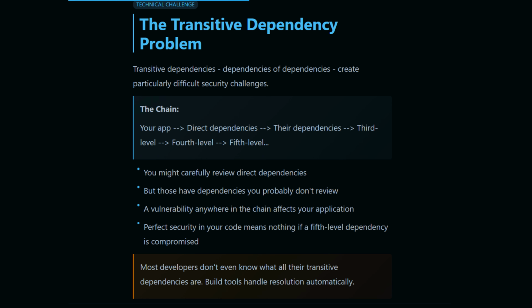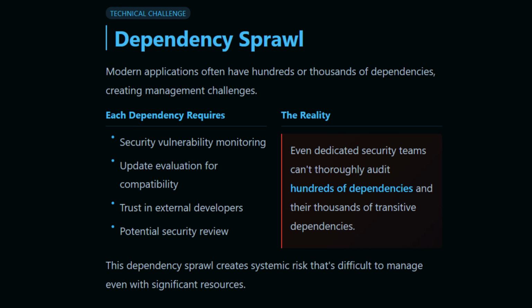Transitive dependencies, dependencies of dependencies, create particularly difficult security challenges. Most developers don't even know what all their transitive dependencies are. Build tools and package managers handle dependency resolution automatically, and developers rarely examine the complete dependency tree. Modern applications often have hundreds or thousands of dependencies, creating management challenges. Each dependency is a potential security vulnerability. Each represents trust in external developers. This dependency sprawl creates systemic risk that's difficult to manage even with significant resources and expertise.